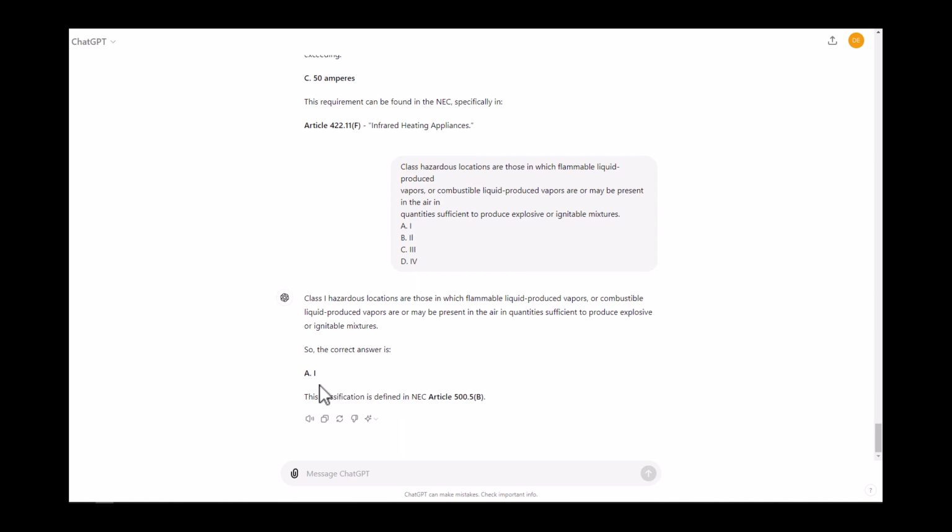The answer is location class 1, article 505b, which we found.